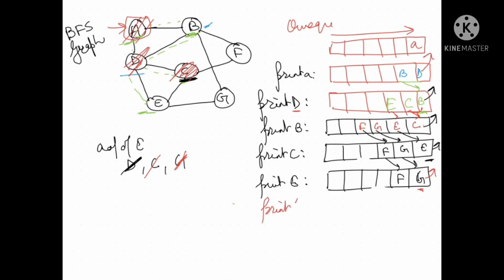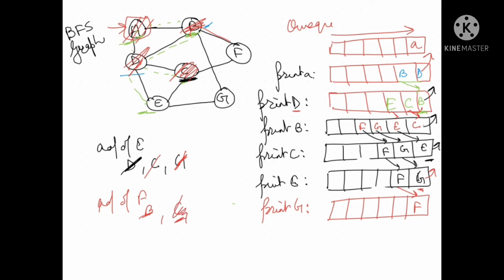Alright. Now the next step is we are going to extract G. So we will write here print G. Again we will draw the queue 1, 2, 3, 4, 5 and F will be shifted over here. Now see the adjacent of F. What are the adjacent of F? B, C. B is already visited, C is also already visited, so you don't have to do anything. Now what will you do? You will extract F. So print F, and then you are left with 1, 2, 3, 4, 5.